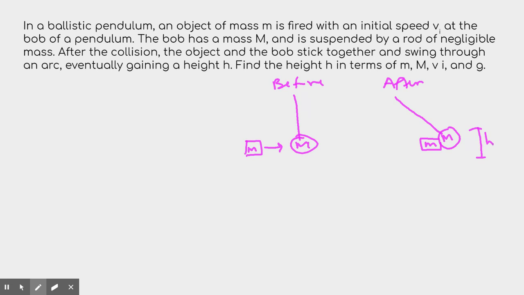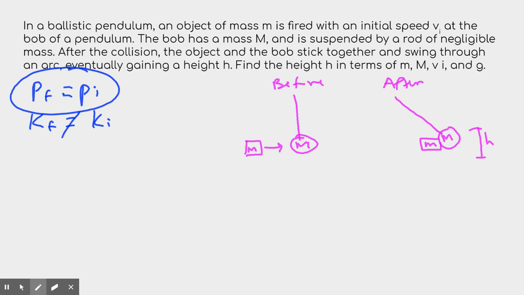We know, since this is an inelastic collision, we know two things. Number one, momentum is conserved, so P final is equal to P initial. Number two, our kinetic energy before and after is not equal. So let's think about what that means. Since the kinetic energy is not equal, let's go ahead and look at the momentums first.